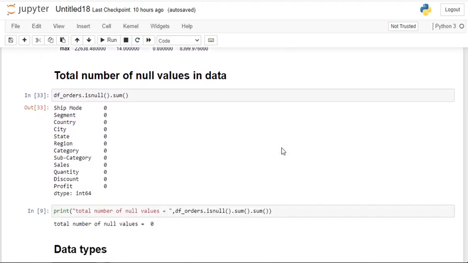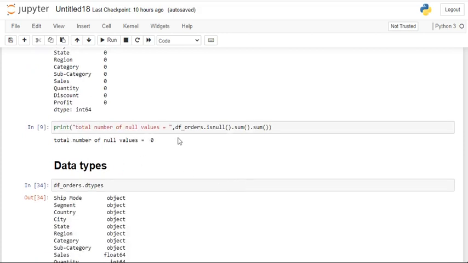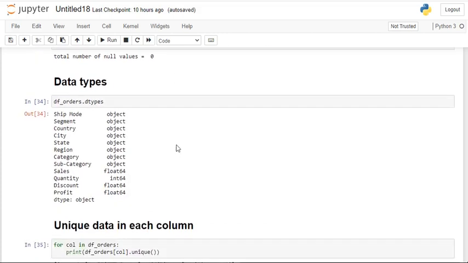The total number of null values in the data set. Here there are no null values in the data set. This can be seen here: 0, 0, 0, 0. So there is no null value. So the total number of null values is 0. And what are the different types?